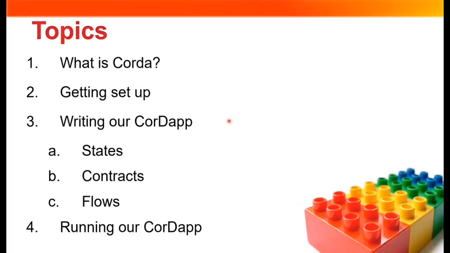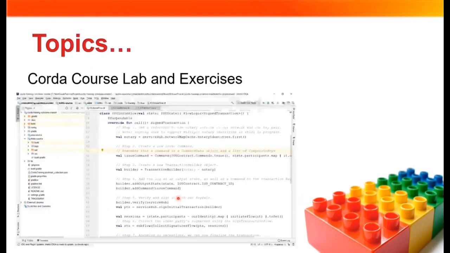The topics we'll cover are, we'll find out what Corda is. I said distributed ledger technology and not blockchain. They are the same thing, but they're not the same thing, and we'll talk about that. Getting set up, and we'll actually write a Corda distributed application, or CorDapp. We're going to learn about Corda states, Corda contracts, and Corda flows. And then we are actually going to run our CorDapp, or our Corda distributed application.